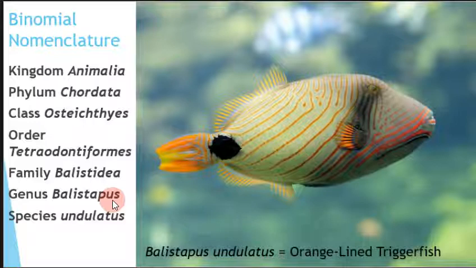Notice the words are in Latin. And if they're in Latin and you have them printed out, those would be italicized. See, they're italicized. If you're writing them out, you would underline them to show that they're Latin. Also notice our genus is capitalized and our species is not. It's a lowercase letter there. So, Balistapus undulatus, that is the correct writing of that word describing this creature.